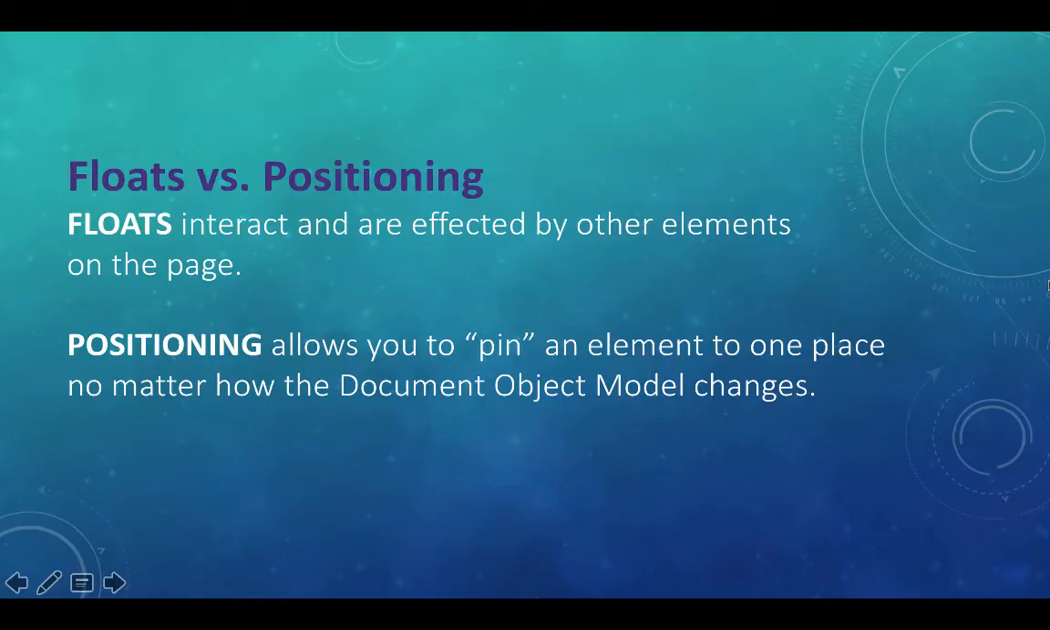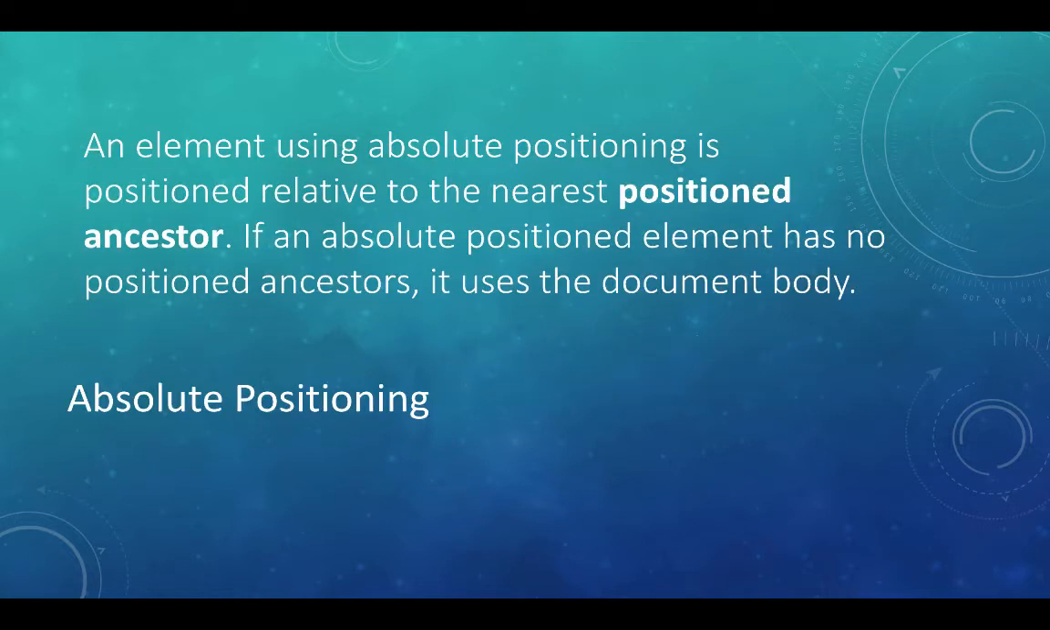So now we're back at the description that I had provided of the difference between floats and positioning. As we said, floats interact and are affected by each other. Positioning is allowing us to pin or place that element on a page. There are three different types of positioning that we are going to be focusing on: absolute, relative, and fixed. And the first one that we're going to look at is absolute.